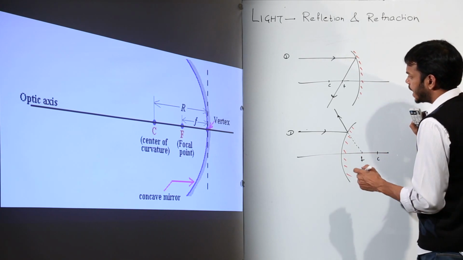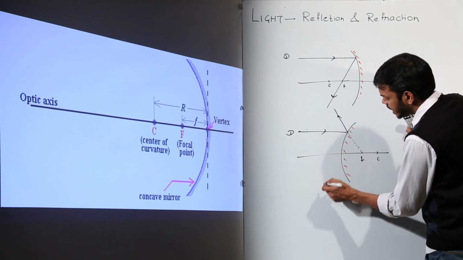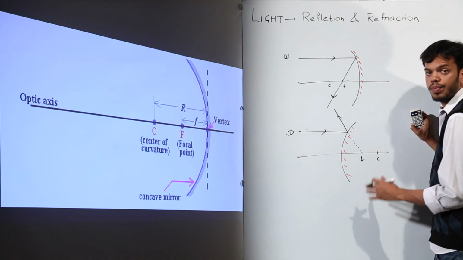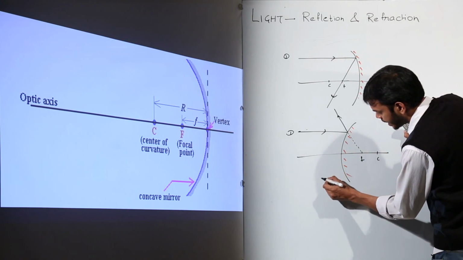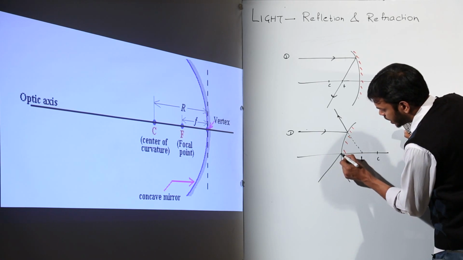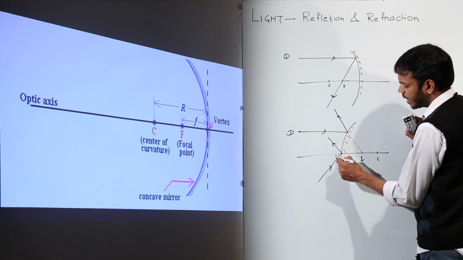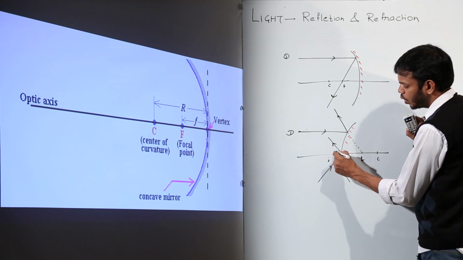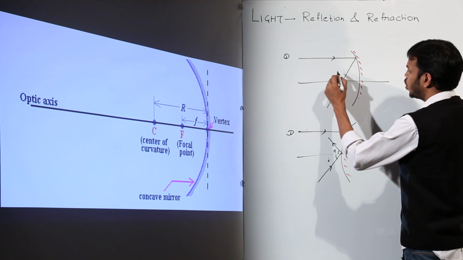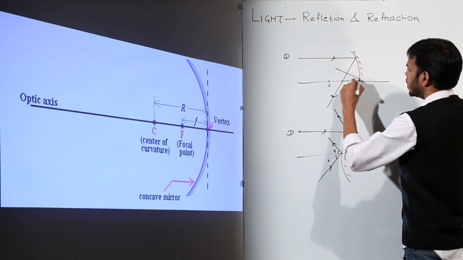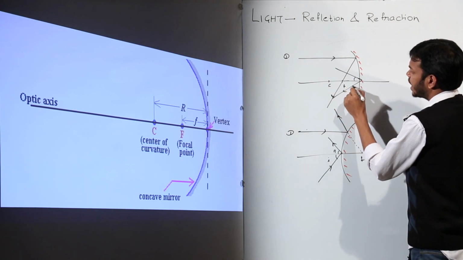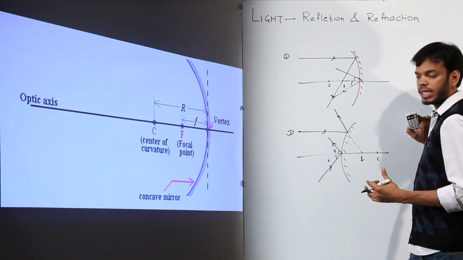Second ray is the ray which is incident at the optical center, or the pole, or the vertex. The ray which is incident at the optical center will get reflected at the same angle. Like this, angle of incidence I will be equal to angle of reflection R. This is followed everywhere. Second ray, whatever angle it came through, it will get reflected at the same angle.